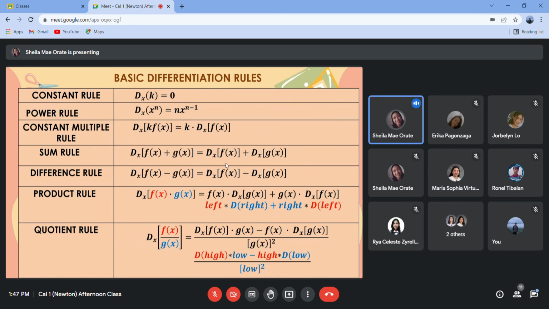Left times the right. D means the derivative of right plus right times the left. Okay? Left D right plus right D left. Diba? Mas dali siya iyaw-yaw. Left D right plus right D left.